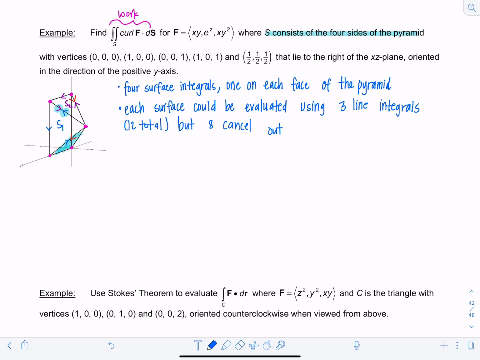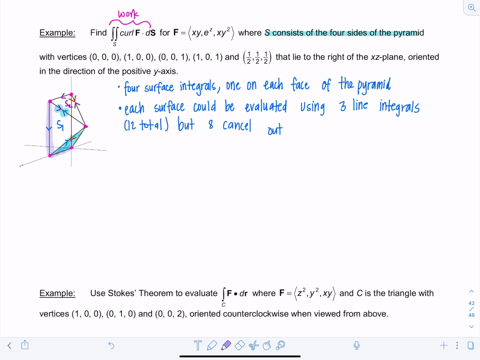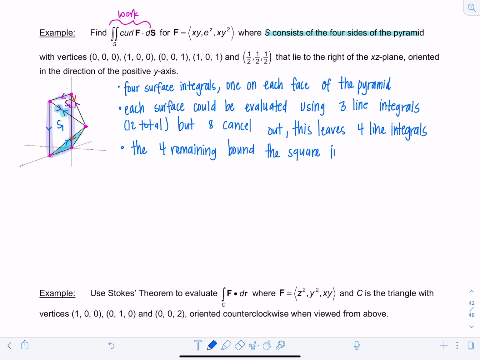Which ones don't cancel out? Only the ones that are on the back here. These line integrals would not cancel out. So this leaves 4 line integrals remaining. Everything else cancels out. Now, the 4 remaining, let's think about them. They bound a square in the XZ plane.